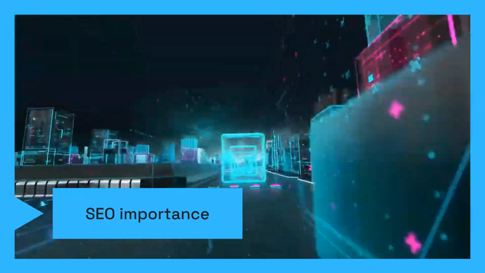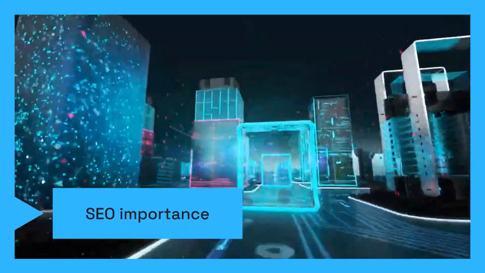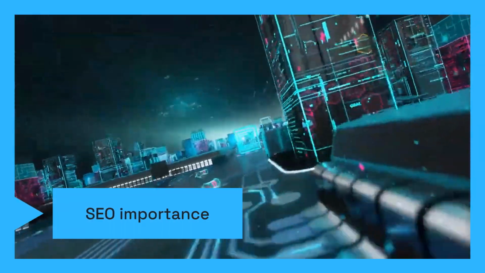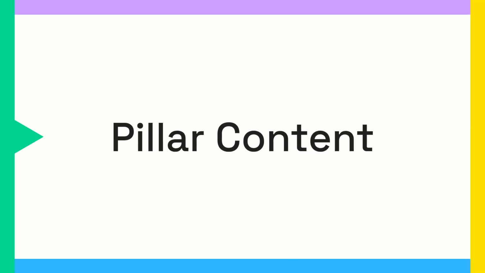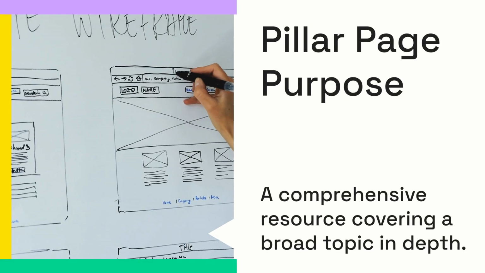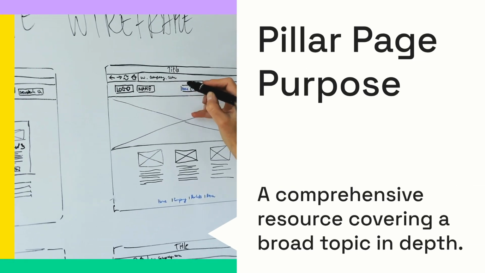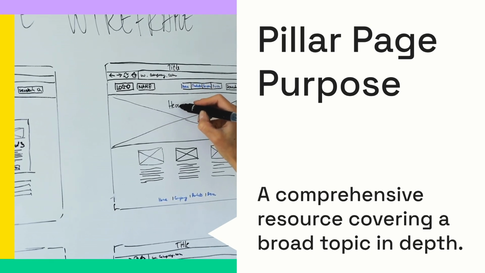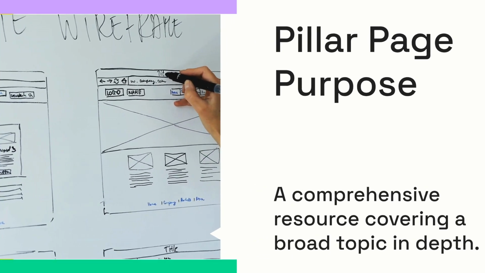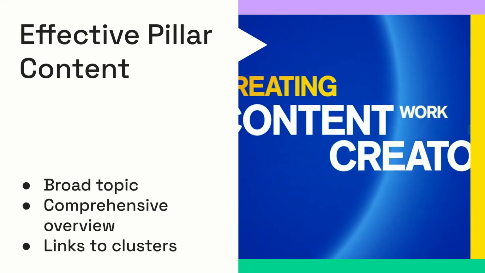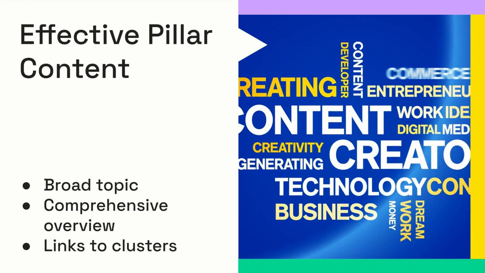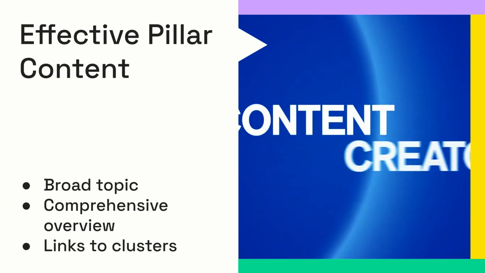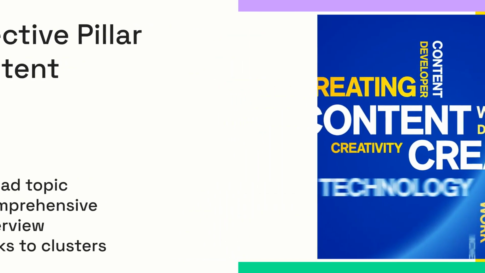Content clusters are crucial for modern SEO because they demonstrate topical authority to search engines, helping you rank for competitive keywords. The foundation of a content cluster is the pillar content. Let's explore what this entails. A pillar page is a comprehensive, high-level piece of content that addresses a broad topic, serving as the main hub for your cluster. Effective pillar content is extensive, covering all major aspects of the topic and acting as the central navigation point for detailed subtopics.